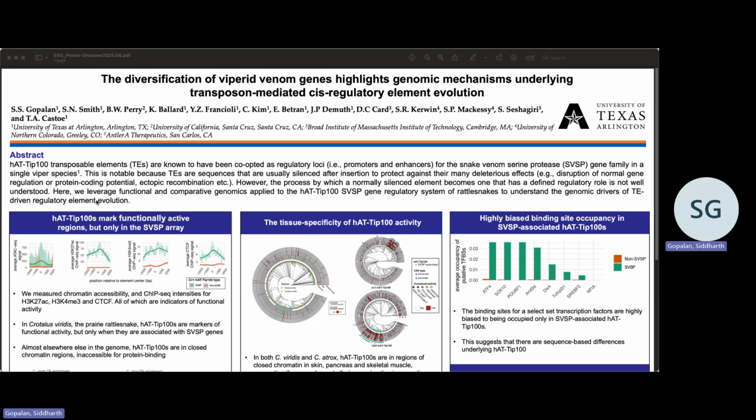And we're studying this using the snake venom systems of vipers, which gives us a lot of statistical power to observe genomic events taking place many, many times over, because these venom genes are highly duplicated gene arrays in the genomes of snakes. In this system, the snake venom serine protease family in particular, which is abbreviated SVSP, has used transposable element-derived sequences to function as promoters and enhancers.